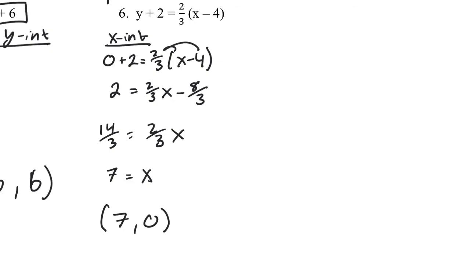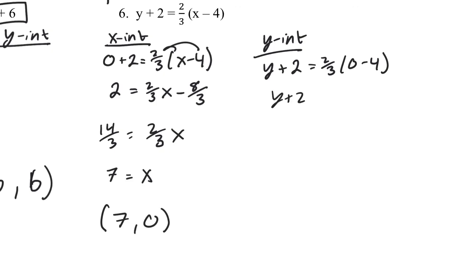All right, now let's go about finding the y-intercept. This time we're going to let x be 0. So we'll have y plus 2 equals 2/3 times 0 minus 4. You can just take that whole right-hand side, plug it into your calculator, and we're going to get y plus 2 equals negative 8/3. We're going to subtract 2 from both sides. We'll get y equals negative 14/3.